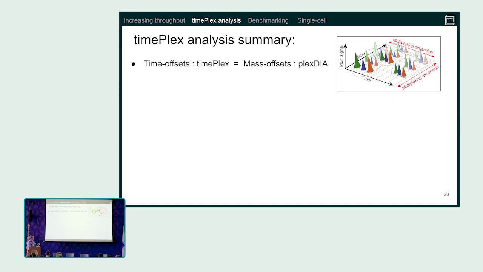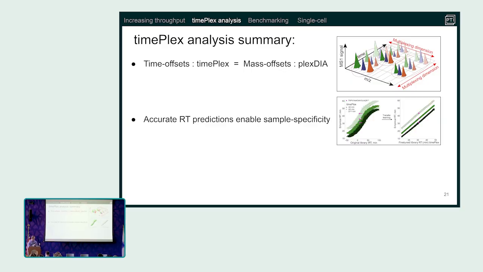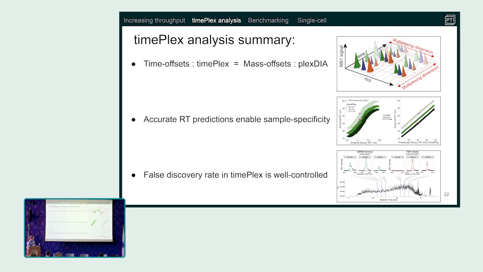Okay, so to summarize this analysis, we have this potential to multiplex samples in this time domain that's orthogonal to mass. And its time offset is really analogous to mass offsets. So time offsets in time-plex are analogous to mass offsets as applied to DIA. We can leverage this almost as equally well as you can in mass-based plexing, but the requirement to do that is that you have accurate retention time predictions so that you can get sample specificity. And so we showed that we have this approach of searching this data that can give us good control of false discovery rates, shown here.